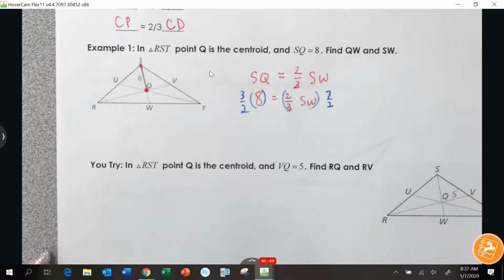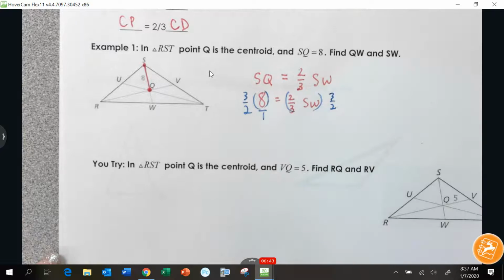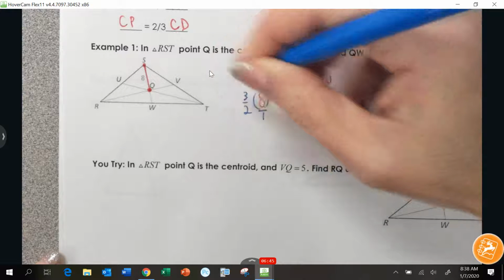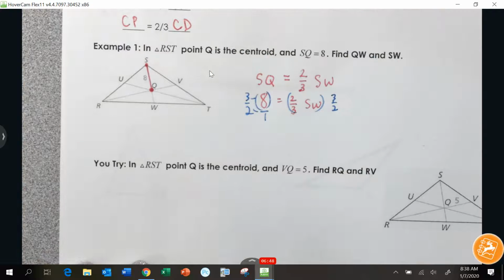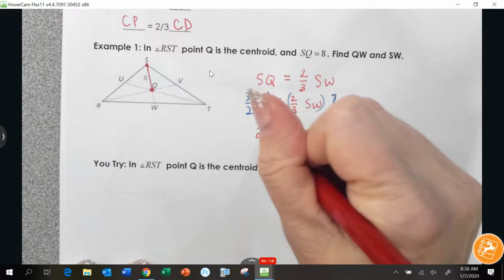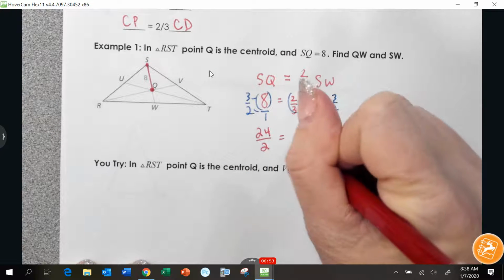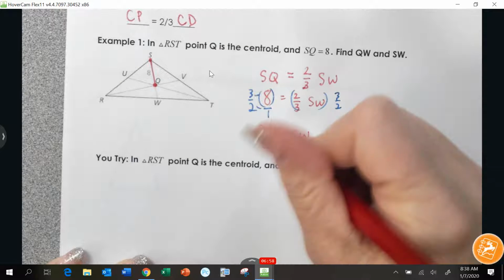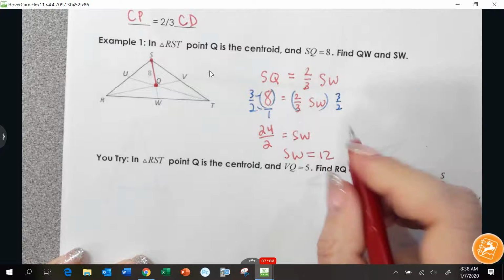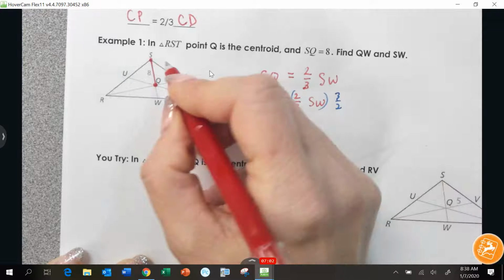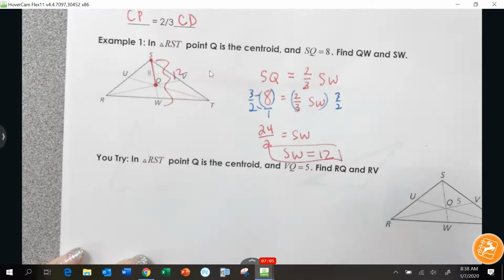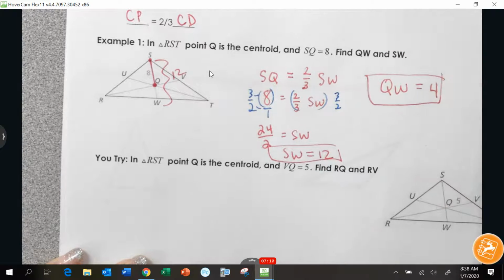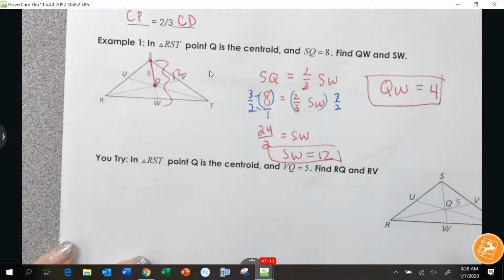Remember, when you multiply fractions, you're going to put that whole number over 1, and you go straight across. So I'm going to get 24 over 2 equals SW, and 24 over 2 is what? 12. So SW equals 12. That's one of the answers we had to find. So if the whole thing is 12, then what's QW? 4. That was a ding! You got it right.